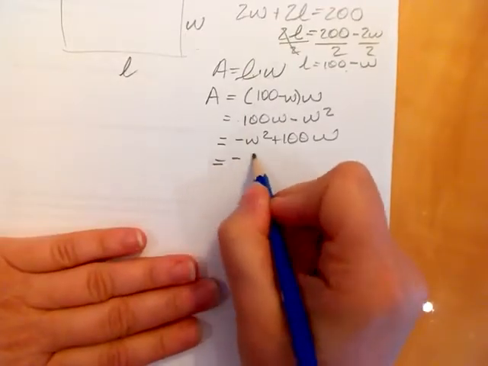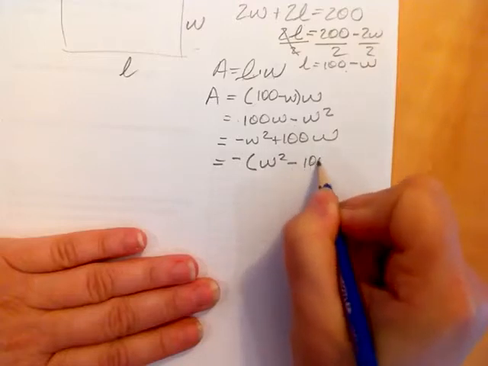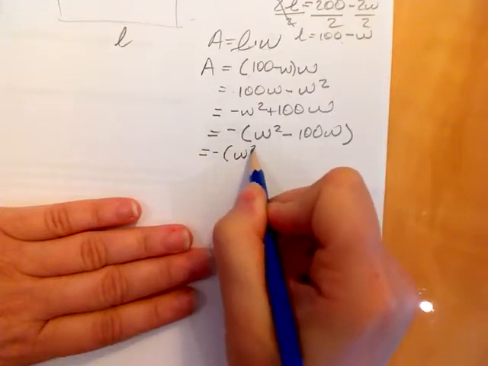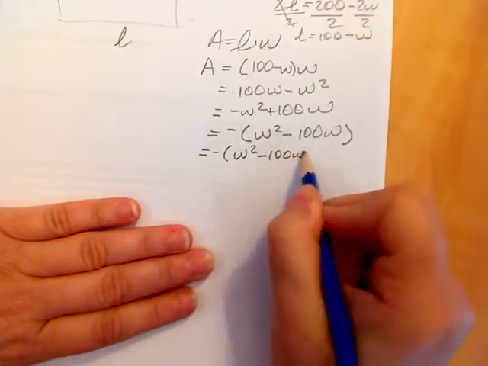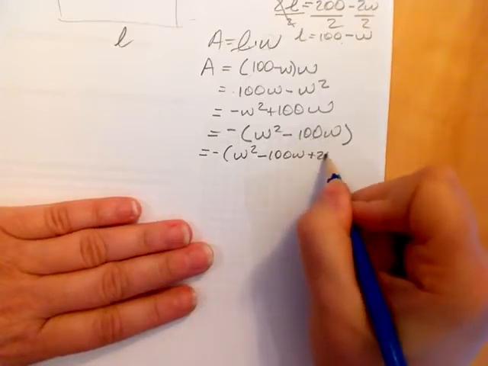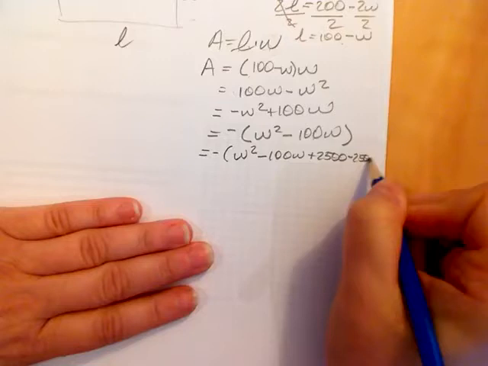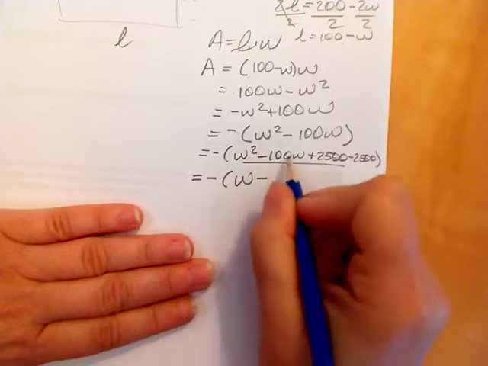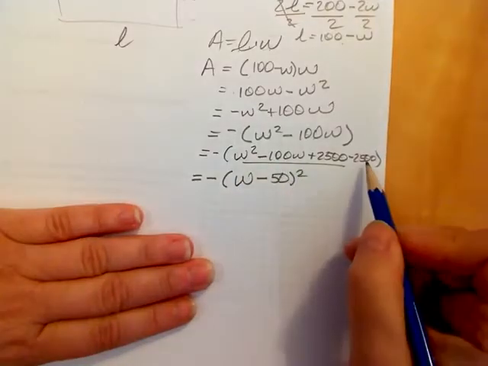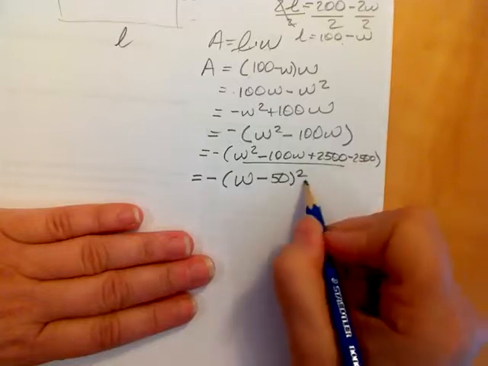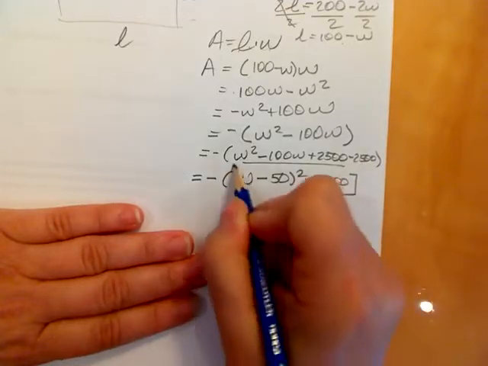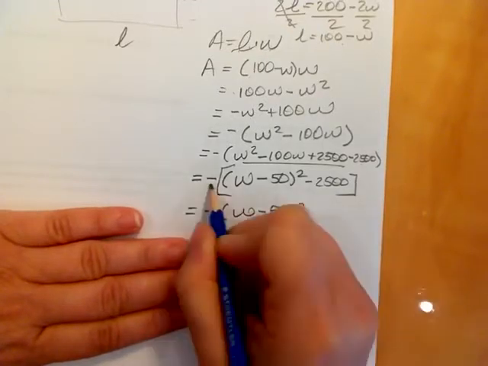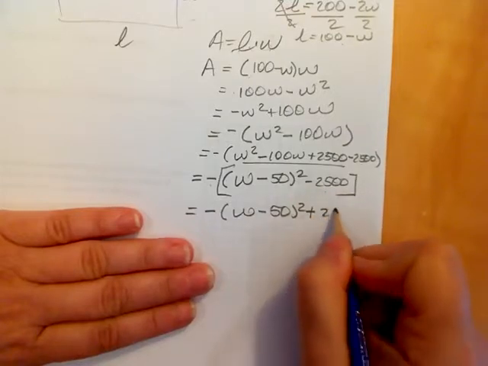So I'm going to common factor out my negative. So I have W squared minus 100W because I need to bracket W. And then I'm going to half and square. So half of that is 50, and 50 squared is 2,500. Add and subtract 2,500. Take those first three, and I will have W minus half of that was 50. And then I've got this minus 2,500. And then I'm going to do minus 1 times minus 2,500 is positive 2,500.